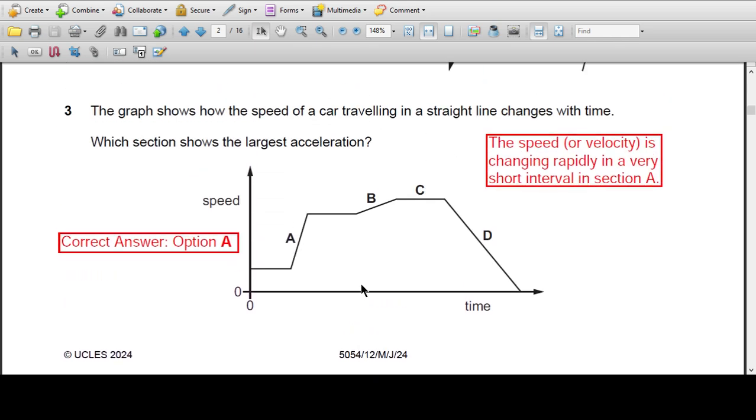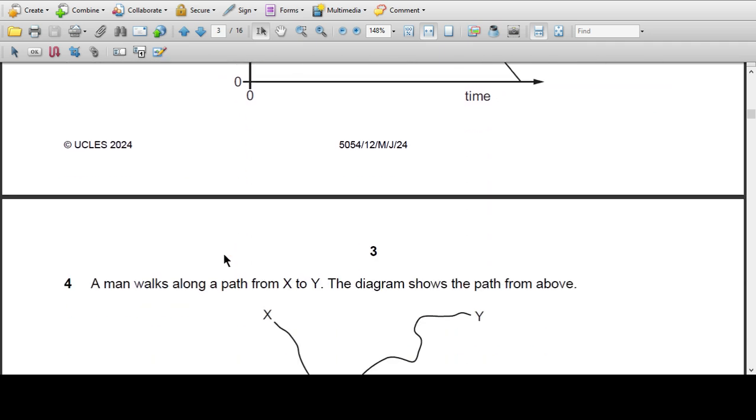The terms speed and velocity are used interchangeably. So here we can say this is velocity, and option A is correct.